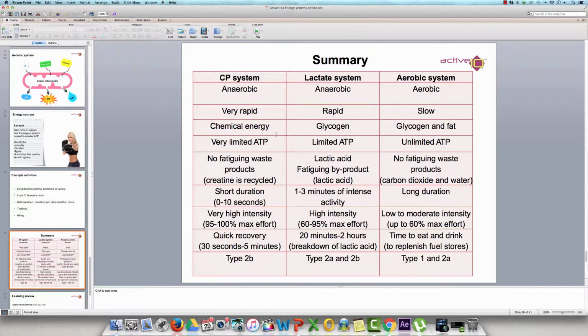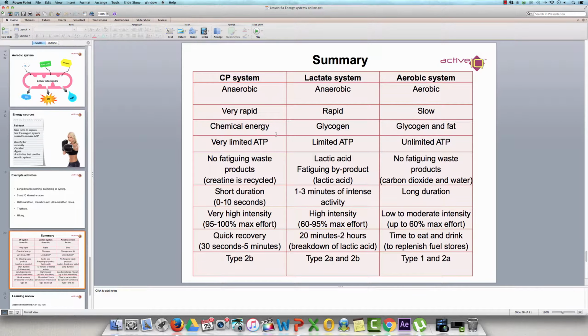and it lasts for about 10 seconds with those real intense efforts, 90 to 100% of your maximum, and the recovery there is normally quite quick, but it's anywhere from 30 seconds to 5 minutes dependent on your level of fitness. And we're going to be using type 2B muscles. When we use the creatine phosphate system, we're using type 2B muscles, which are those big, powerful, fast twitch fibres.